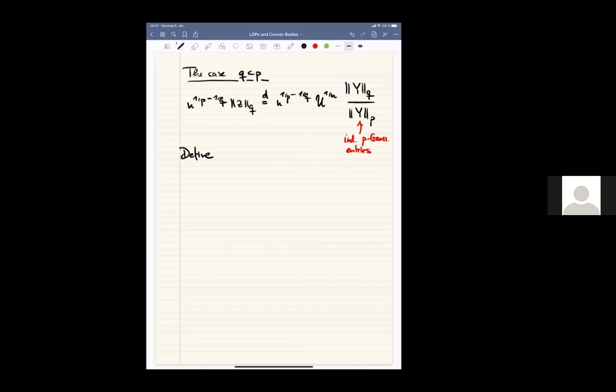And now we define two sequences of random quantities, namely W_n, which will be n to the 1 over p minus 1 over q times the q norm of y over the p norm of y, and another one, S_n, which will be 1 over n times the sum over i from 1 to n of |y_i|^q and |y_i|^p.